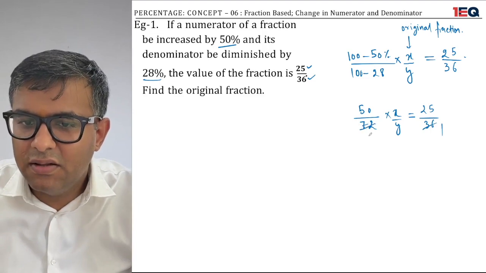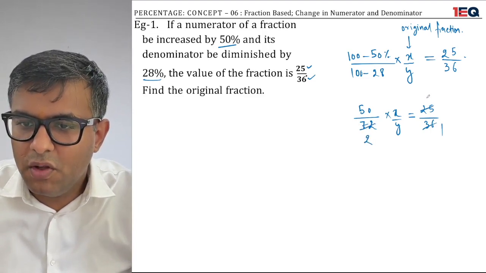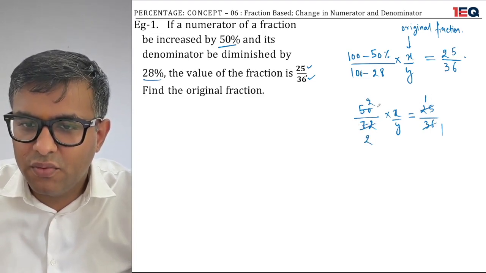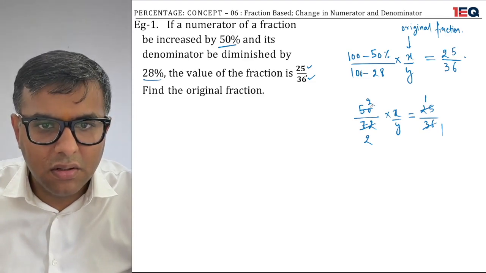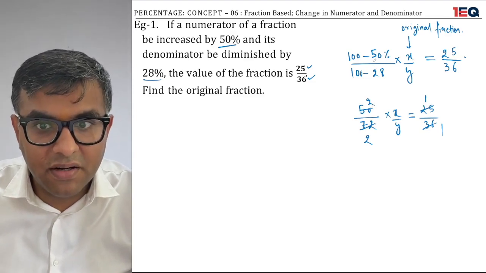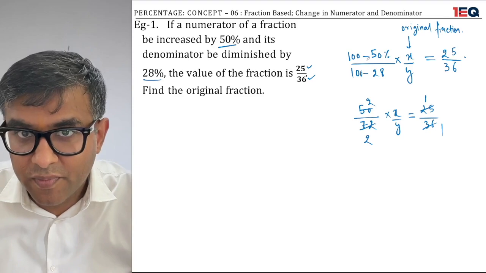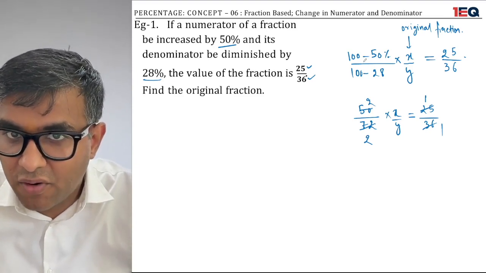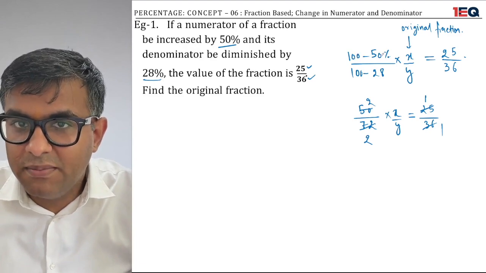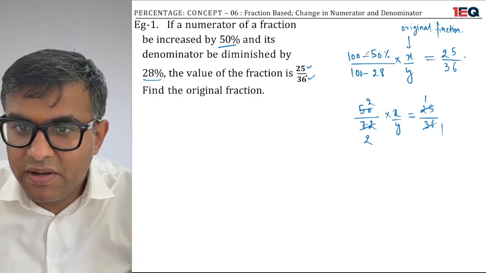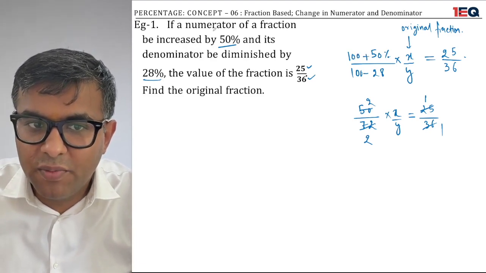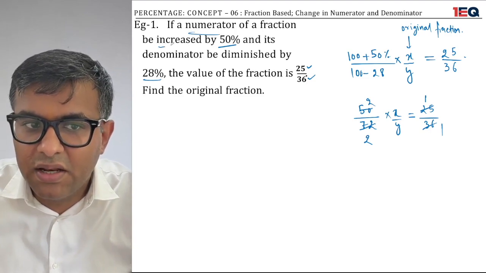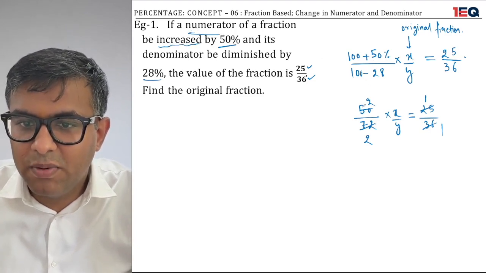36 ones are, 36 twos are, 25 ones are, 25 twos are. Okay, I've committed a mistake. No problem. Some of you might have caught me. It's not 100 minus 50, it's plus 50 because the numerator of a fraction is being increased. Okay, it's 100 plus 50.